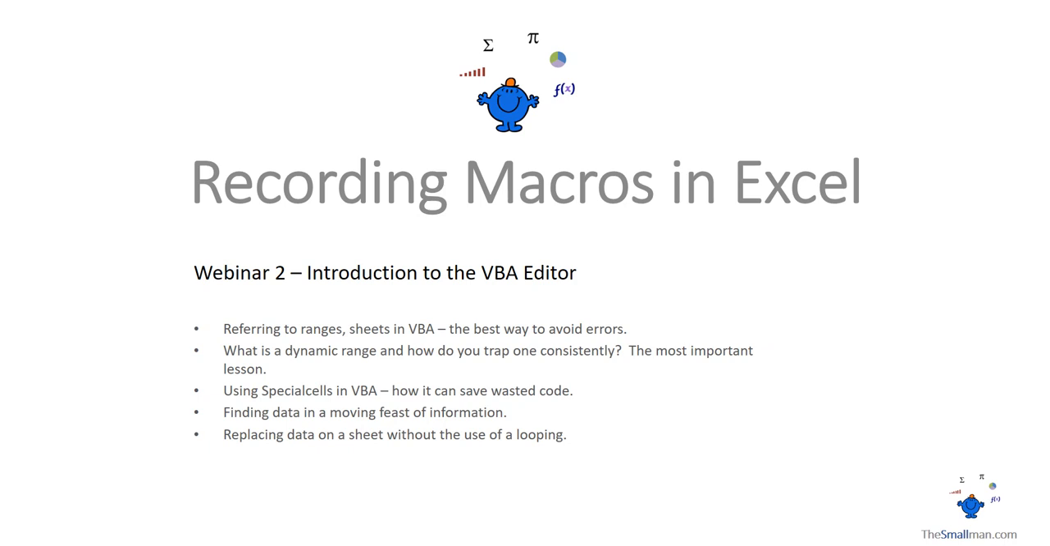So I'll show you how you can use the locals window to your advantage. We'll create a dynamic range to trap ranges consistently, and it's one of the most important lessons of all when you're learning Visual Basic for Applications. You want to be able to trap a range that moves vertically and horizontally. We'll use things like special cells, we'll use find and replace, and I didn't mention earlier, but all of these videos are about an hour, so they're just enough for you to start your creative juices working and to start getting an understanding of the building blocks of the language.